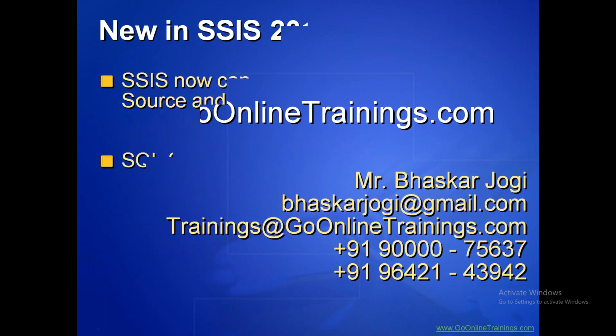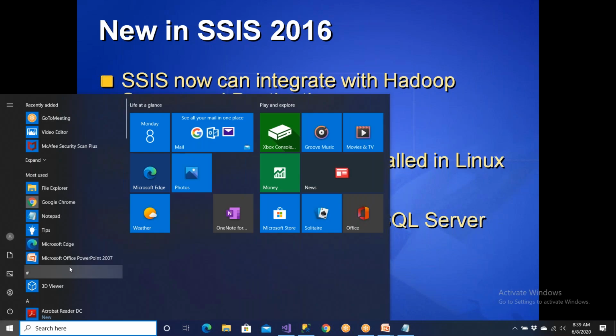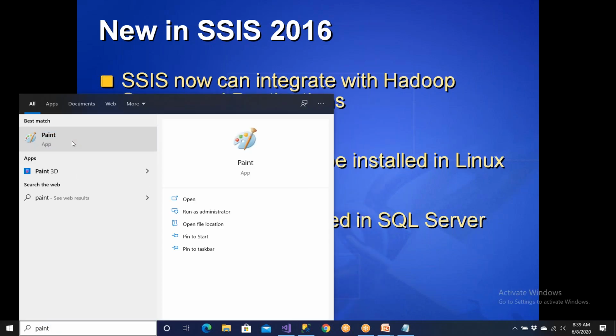Now, what are the new things in SQL Server 2019 or SQL Server 2016 onwards? There are a lot of new things that got added. So now we're in SQL Server 2019, SSIS 2019. SSIS is now integrated with Hadoop sources and destinations. I told you, right? So in the demo, I explained one thing, Hadoop. What is Hadoop?